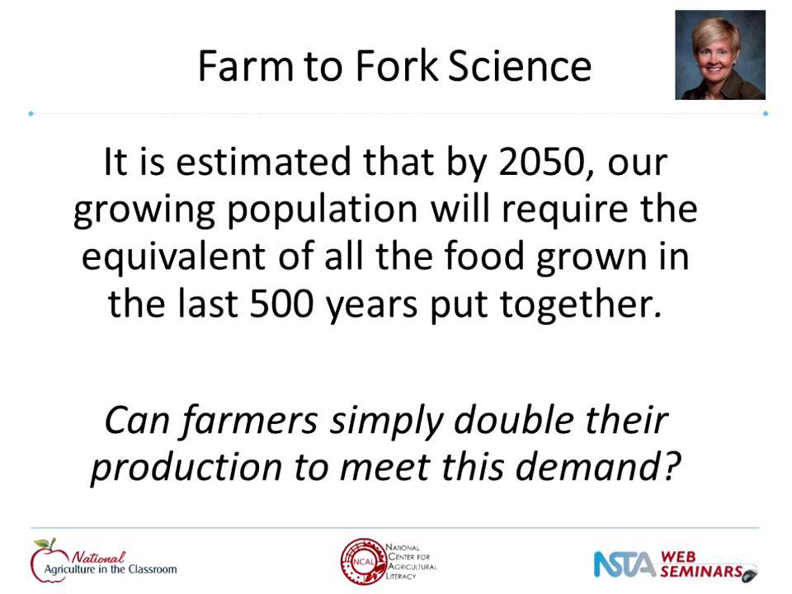It's estimated by 2050 our growing population will require the equivalent of all the food grown in the last 500 years put together. That can sound kind of daunting and a little bit scary. Can farmers simply double their production to meet this demand? Bit of a rhetorical question there, and probably all of you are shaking your head. No, there's got to be some other kinds of things done.